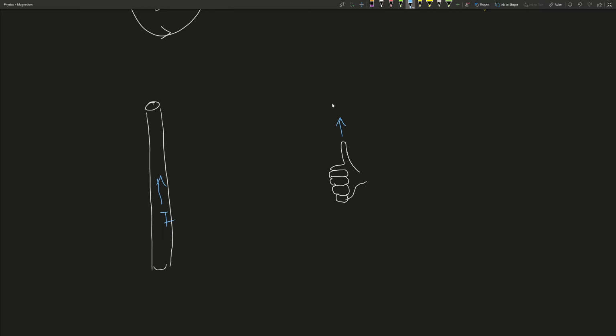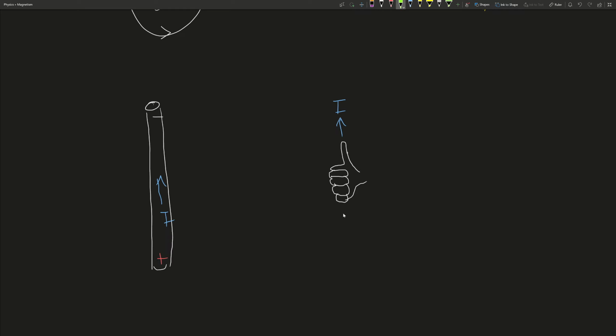This is conventional current, so it's the direction of positive charge flow. For this scenario where the current is upwards, you would have the positive end of the wire here and the negative end of the wire on the other side. Current flows from positive to negative. So this is not electron flow. This is conventional current, the direction of positive charge movement. So if current goes in the direction of your thumb, then the direction your fingers curl indicates the magnetic field.